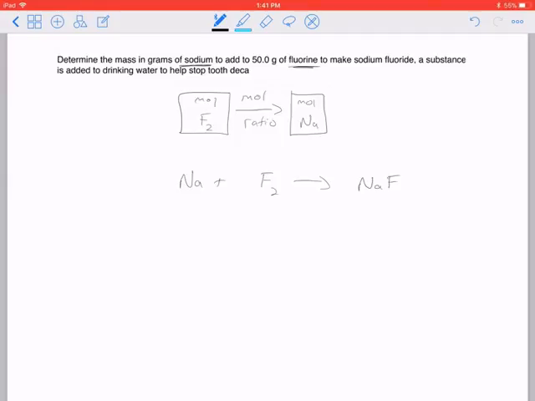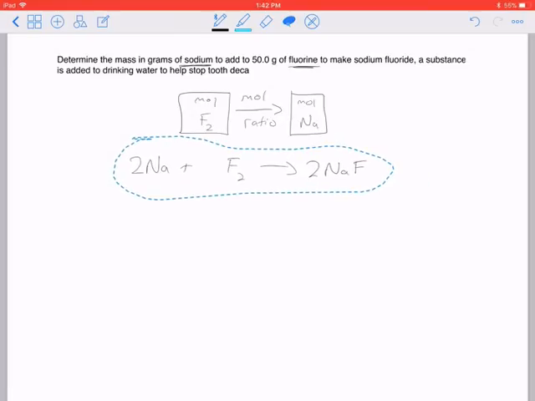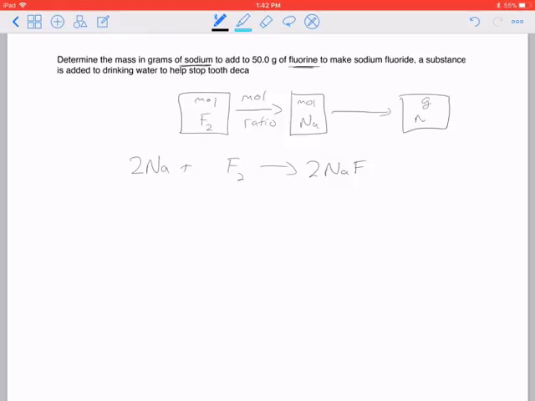And then I have to balance. So a 2 to balance the fluorines, and then another 2 to balance the sodiums. All right. So I'm going to move this up a little bit just to give myself some room. Now, I am not trying to find moles of sodium. I am trying to find grams of sodium. And I am going to do that using, wait for it, molar mass.